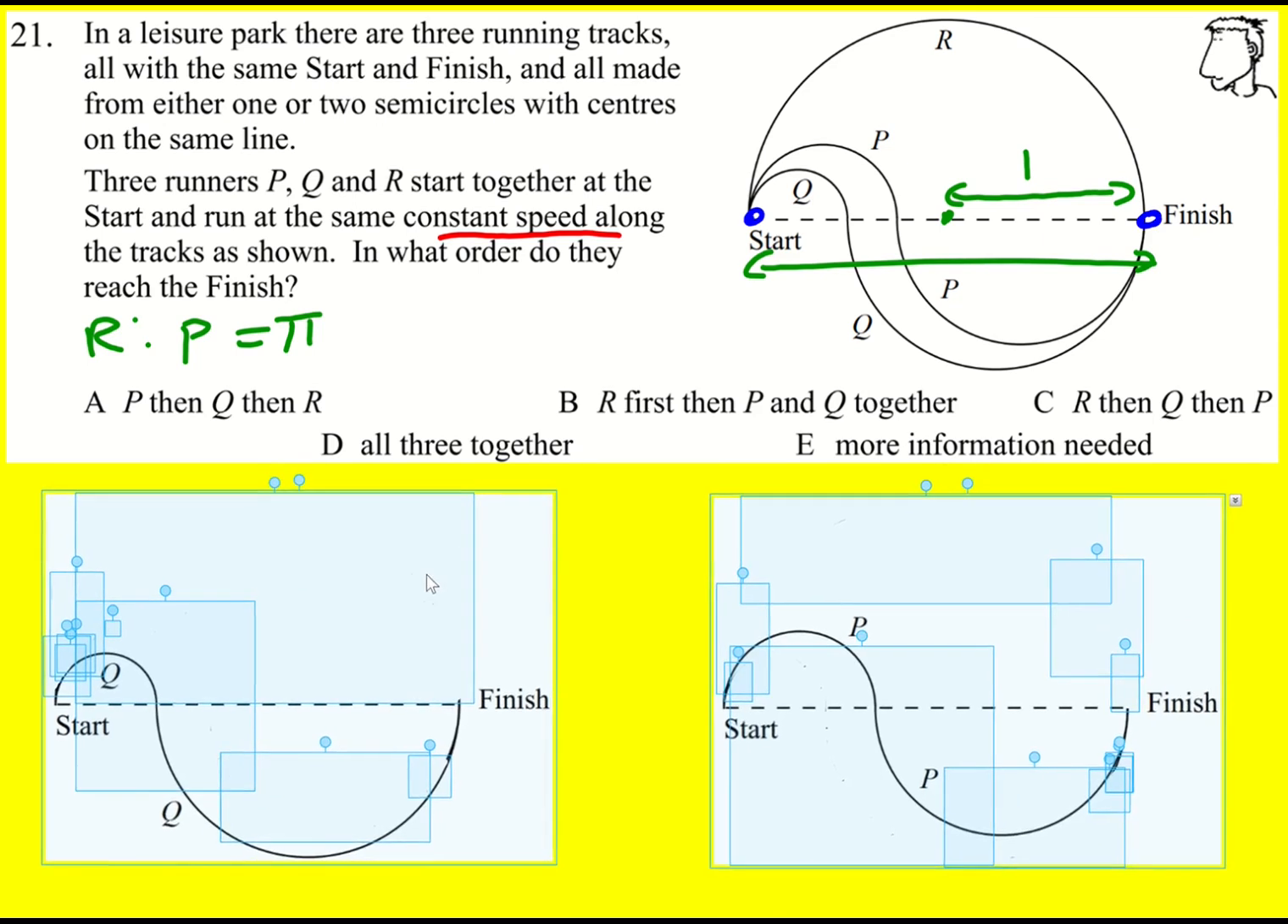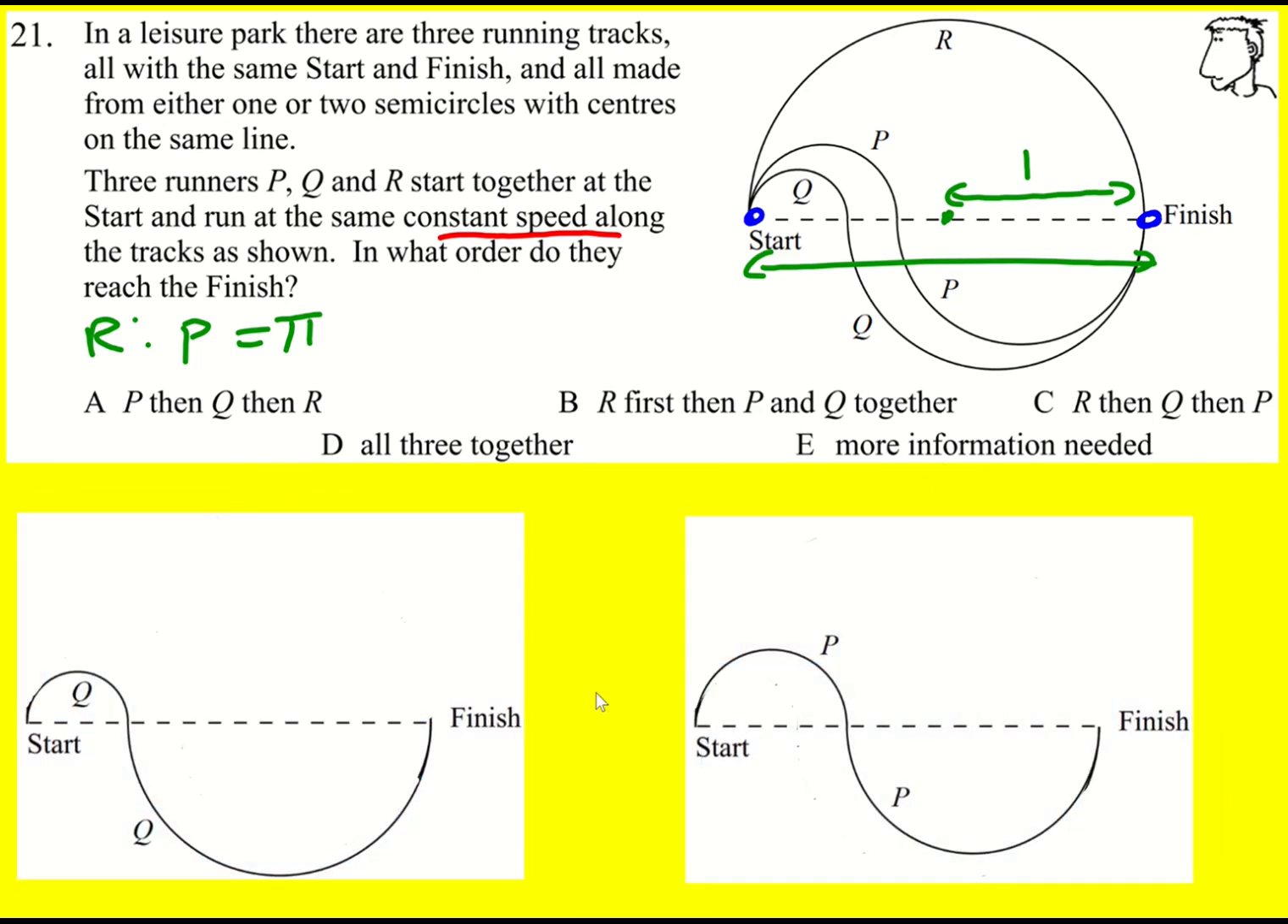Let's take a look at the other two. So that was R. Let's take a look at Q. I'm going to say that the radius of this little semicircle is Q. So then for the similar lines, it would be Q times pi as the perimeter, because remember it's 2 pi R divided by 2. So the radius is Q, the 2's cancel, that's why we're left with Q pi.